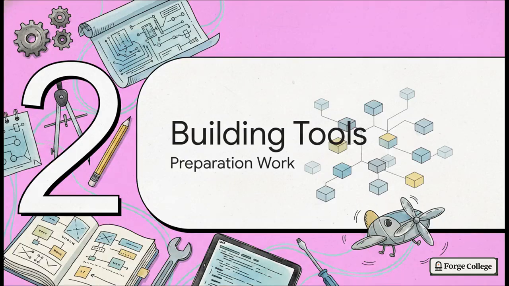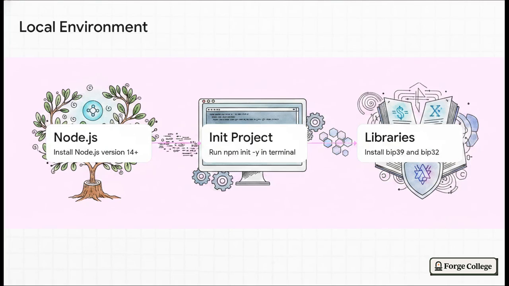Moving on to section 2, gathering your building tools. Time for some quick prep work. Every good engineer needs the right materials. But don't worry, we aren't building a rocket here. It's just 3 really simple steps to prep our local sandbox. Step 1, you'll need Node.js installed. Version 14 or higher is totally fine. Step 2, initialize your project by just typing npm init -y right into your terminal. And step 3, install our trusty libraries, BIP39 and BIP32. We use these standard, battle-tested cryptography blueprints to do all the heavy mathematical lifting for us. No need to reinvent the wheel.